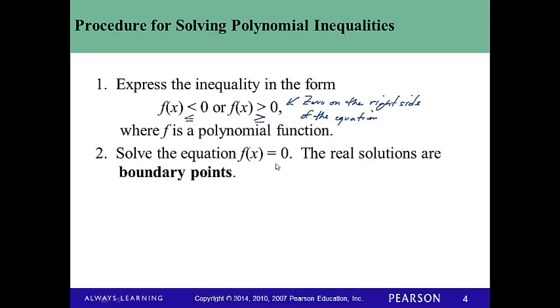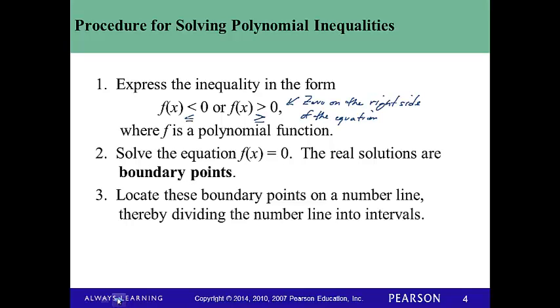And then the second thing you're going to do is basically ignore the inequalities and solve the equation f of x equals 0. Whatever these solutions come out to be, these are your boundary points. And then of course you're going to draw a number line and put your boundary points on that number line. Therefore you are actually dividing the number line into intervals.